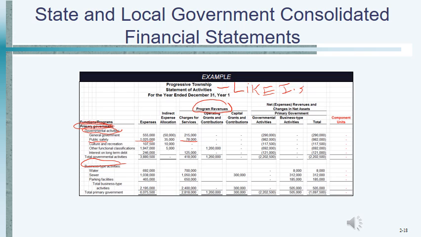So this government raised $78,000 in a charge for service. Now how could they get $78,000 in a charge for service for public safety? Would the police come to your house and say, if you want us to help you, you have to pay us first? Well, not quite. This charge for service is going to be an exchange revenue. You pay and you get the service.